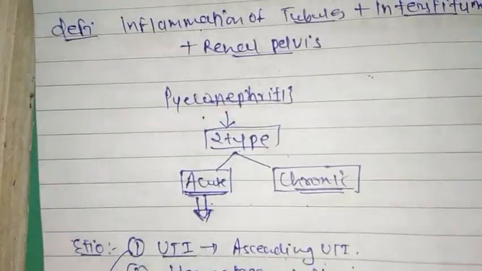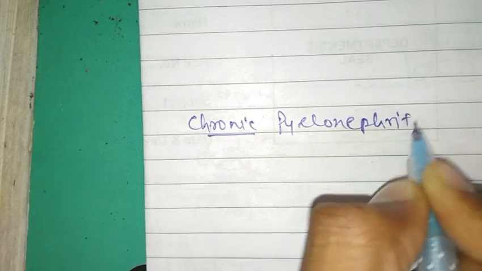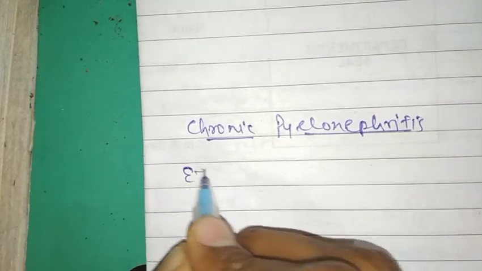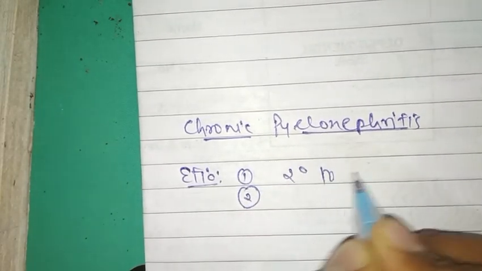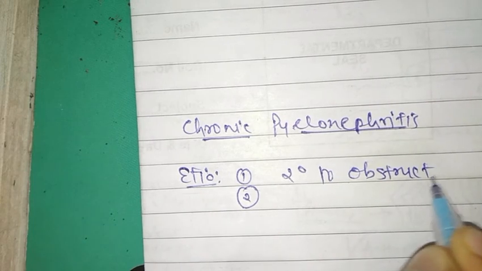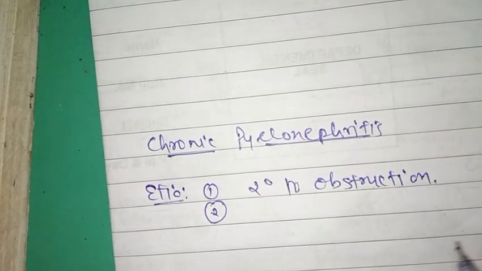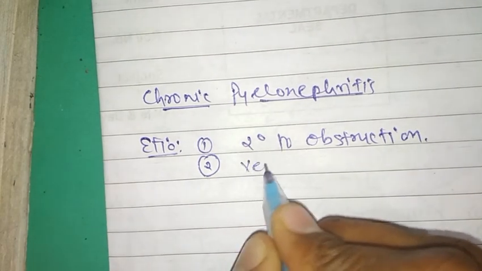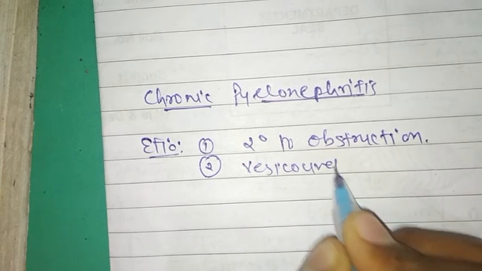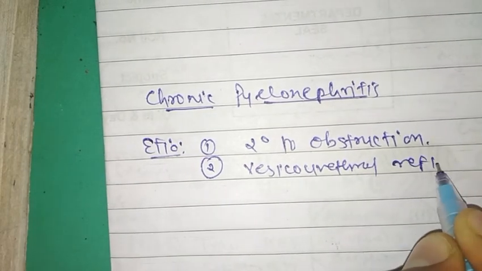Now chronic pyelonephritis. Here we will start with chronic pyelonephritis. What is the etiology of chronic pyelonephritis? It is secondary to any obstruction. Obstruction may be either in the ureter, at the pelvis, in the urinary bladder, or at the level of the urethra. And due to this obstruction, there is vesico-ureteral reflux.